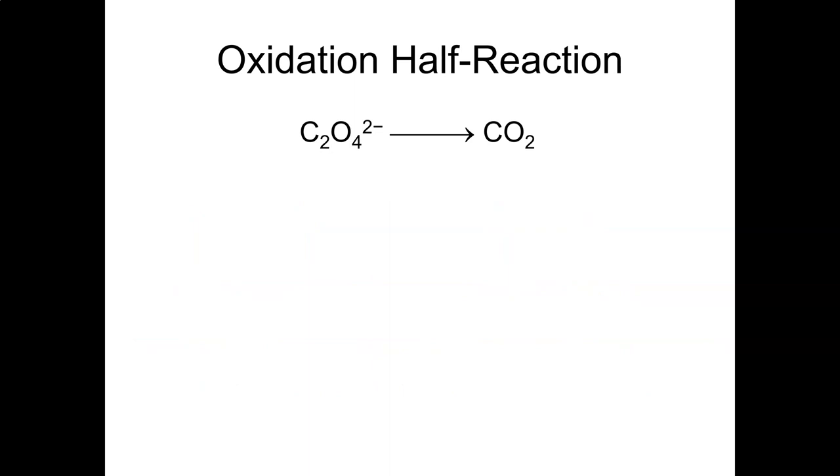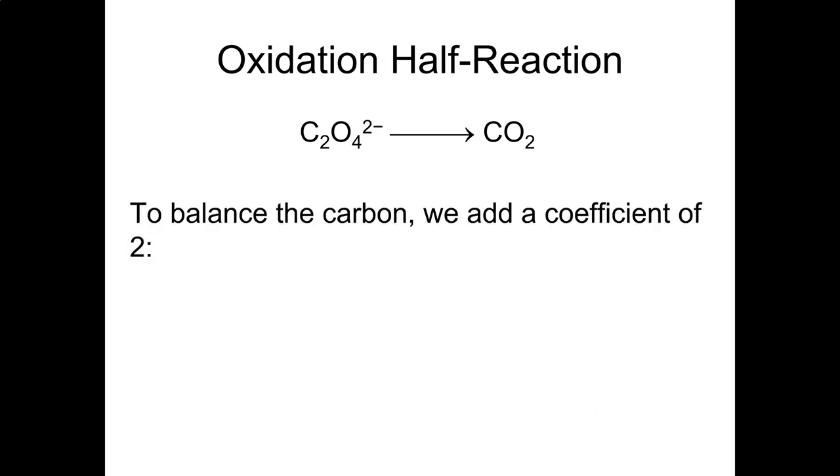All right, so we're going to do the oxidation half reaction first. So remember, it's going from 3 to 4, right? Not really like it matters. So we're going to balance the carbon first. So how do we balance the carbon? We're going to put a 2 in front of the CO2. Now, when you do that, you've accidentally already balanced the oxygen.